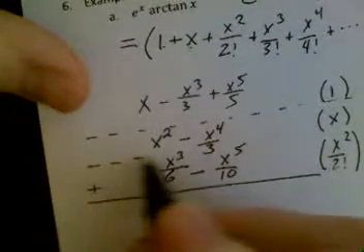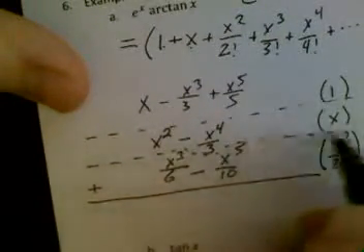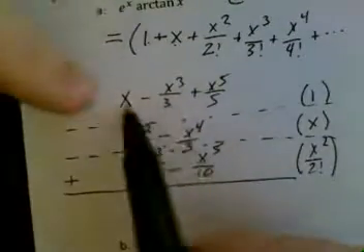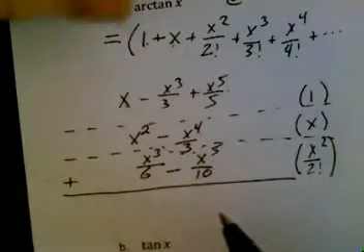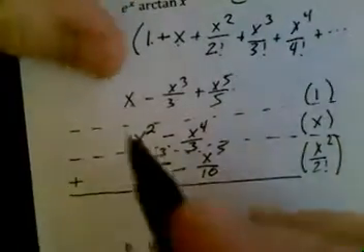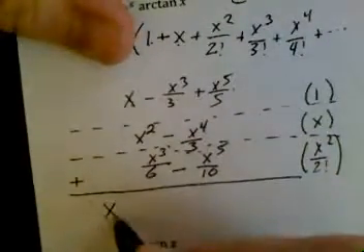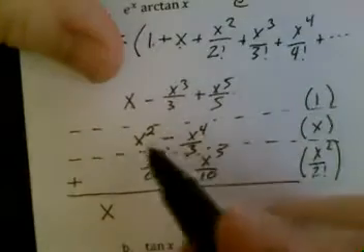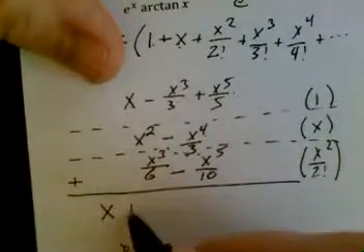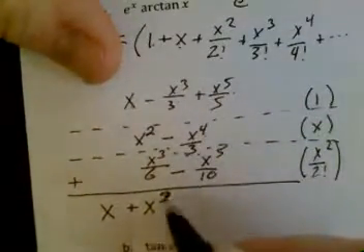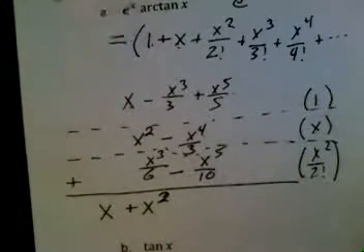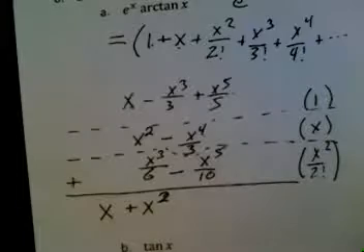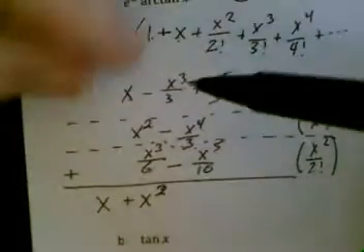Now, I'm going to draw the line through here. X cubed, x fifth, x squared, x fourth, x cubed, x fifth. I need the first three non-zero terms. Are there any other x's? No. So I just have x. Then I have x squared because there's no other x squared terms. Lastly, I'm going to have just the x cubed terms because, again, I don't need anything more than the first three non-zero terms.